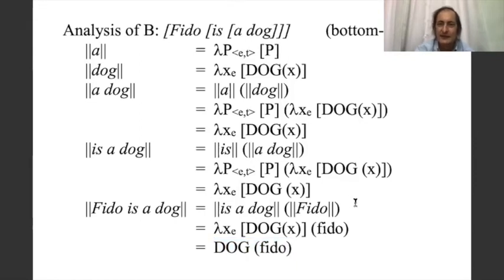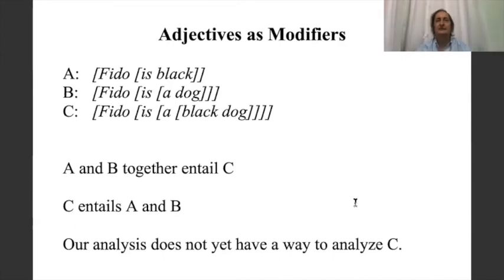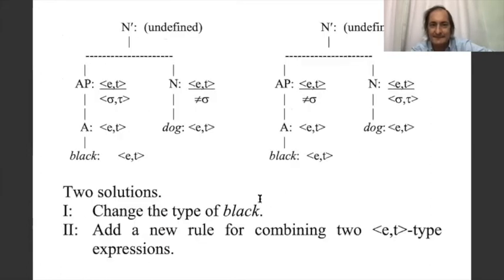But what's important for us is that we now have this result. "Fido is black" and "Fido is a dog" together entail "Fido is a black dog," because "Fido is a black dog" just conjoins the translation of B with the translation of A. And we also get the reverse entailment explained.